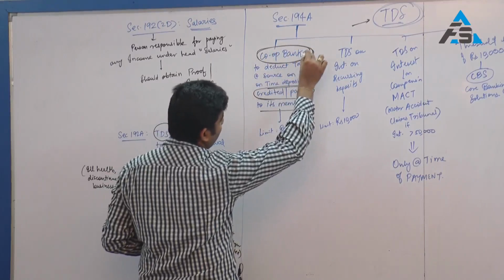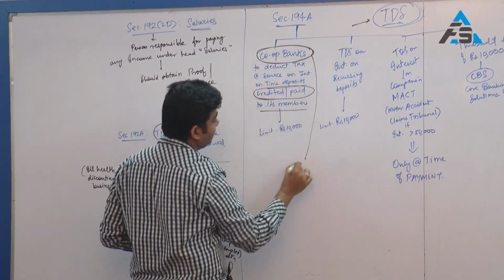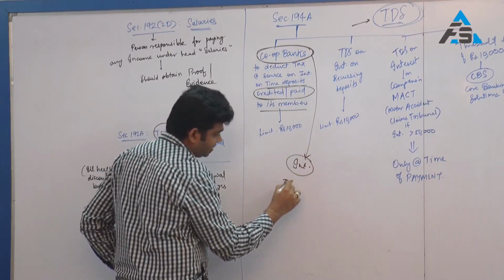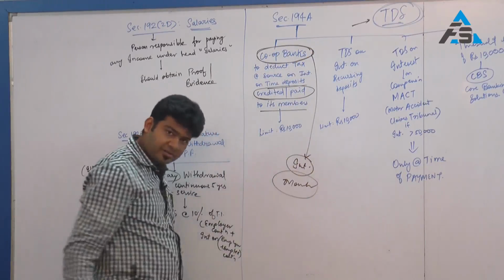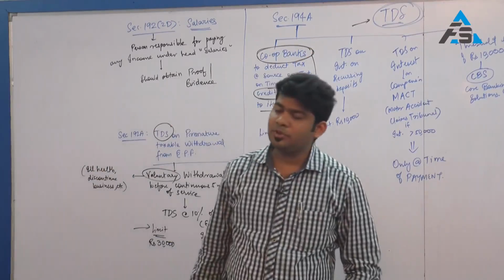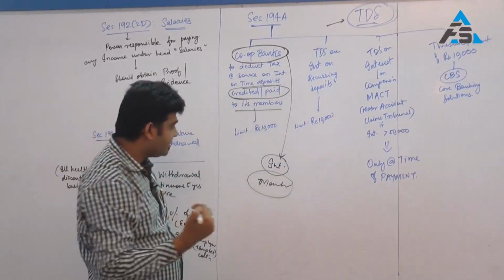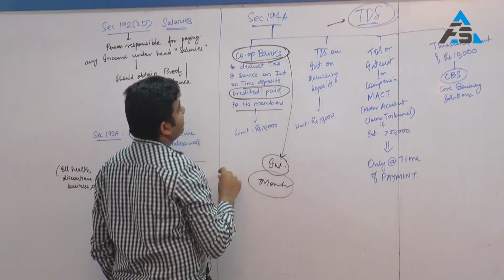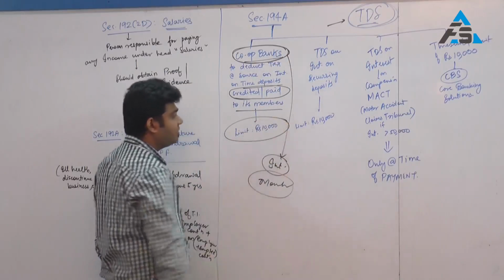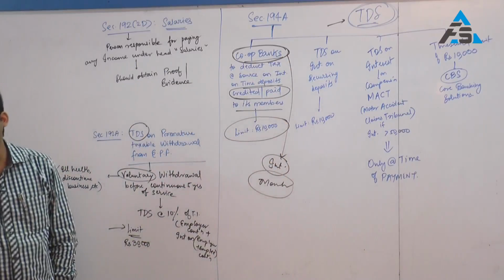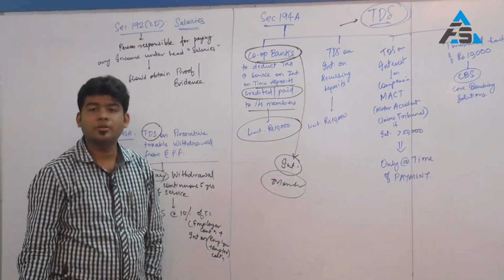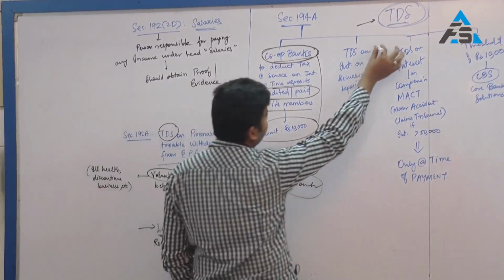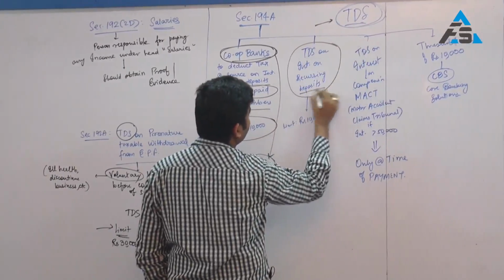So now if cooperative banks are paying any interest on loan or on savings to the members, so suppose I am a member of a cooperative bank, I have a term deposit with that cooperative bank, then I will get interest from that cooperative bank, and that interest will be liable to TDS. Again, threshold limit being rupees 10,000. So any interest above 10,000 will be liable to TDS. Moving on, TDS on interest on recurring deposits.